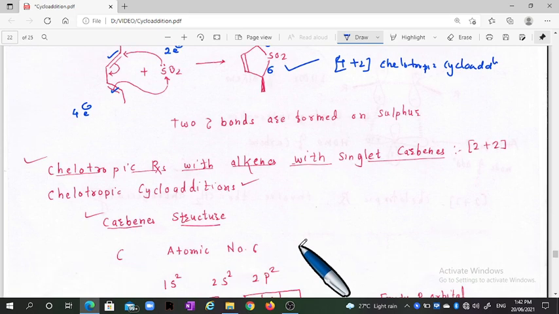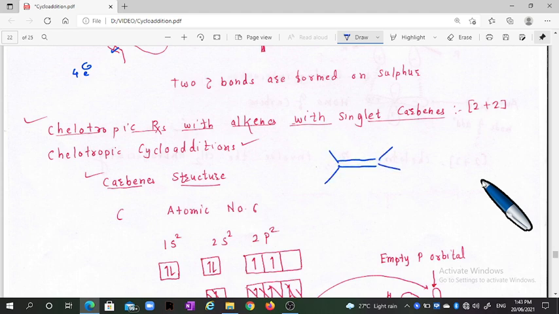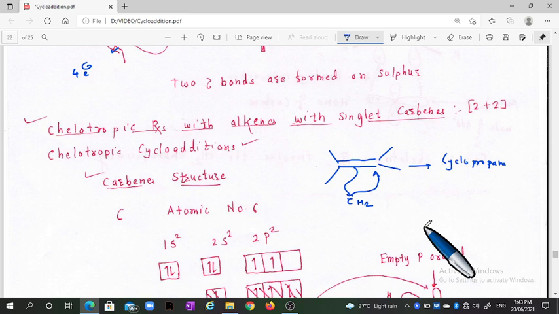Now we will discuss our carbene. The carbene attacks the unsaturated system. We have seen our first example: if you have this unsaturated system and the carbene attacks this system, we will obtain the cyclopropane product. Already we have discussed the first example.